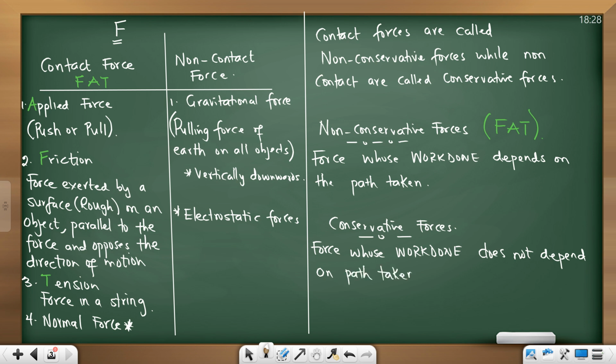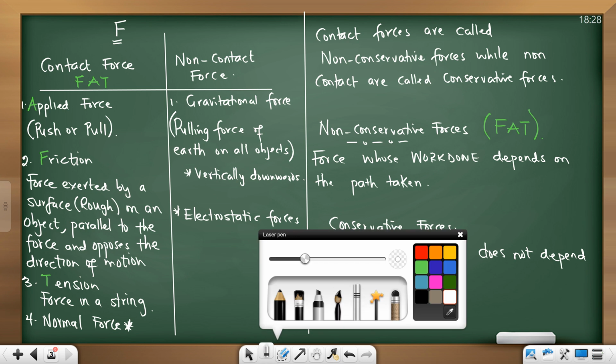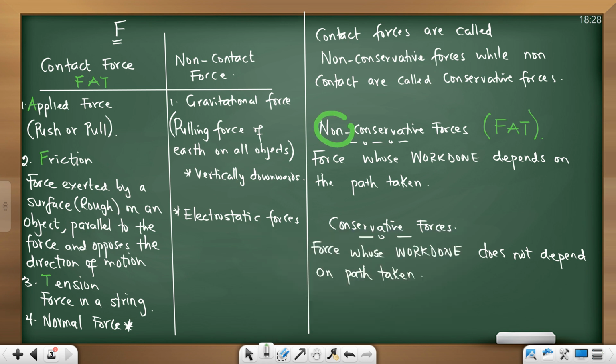And I'll quickly show you another way that I usually remember this. When I say non-conservative, depends on the path. When I say conservative, does not depend on the path. There's always one not. And the only force we are going to look at under this is the force of what? Gravity. Okay, we're moving good.